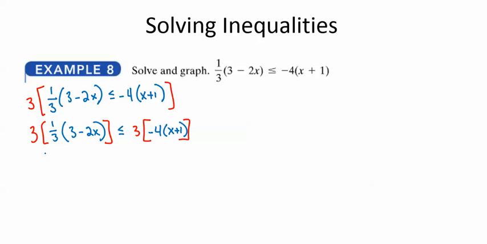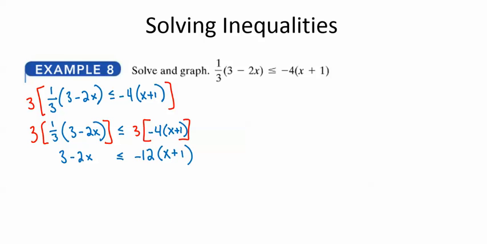3 times 1/3 is just 1. And I'm just going to rewrite the rest of that left side. We have 1 times (3 minus 2x), which is really just 3 minus 2x. 1 times anything is itself, and so we can remove those parentheses. And in the future, I won't continue to rewrite them like that. So then we have less than or equal to. 3 times -4 is -12. And then we're going to distribute the -12 to each term inside the parentheses.